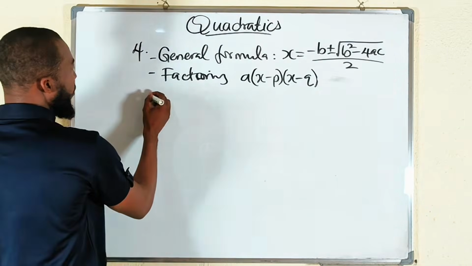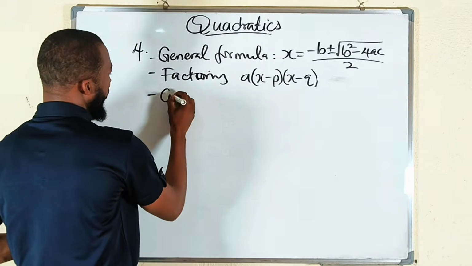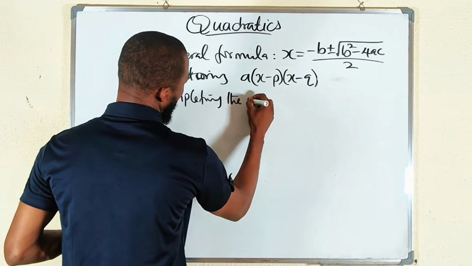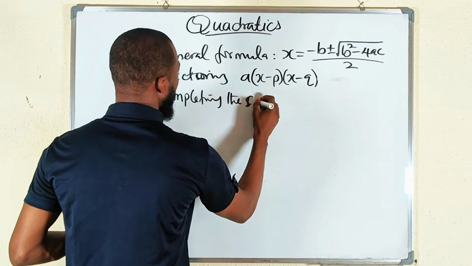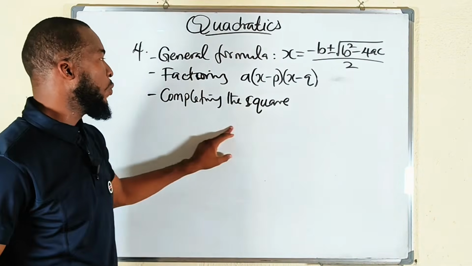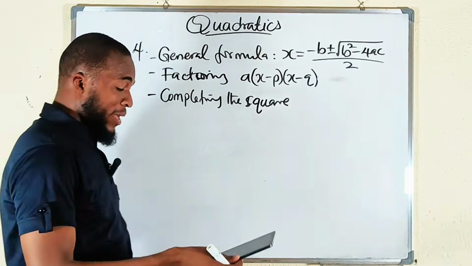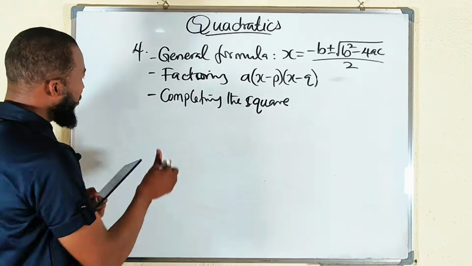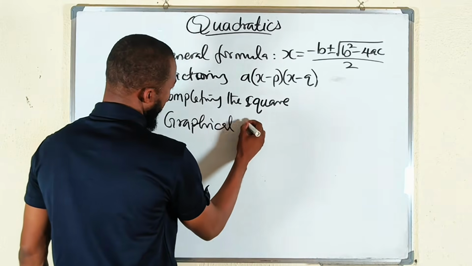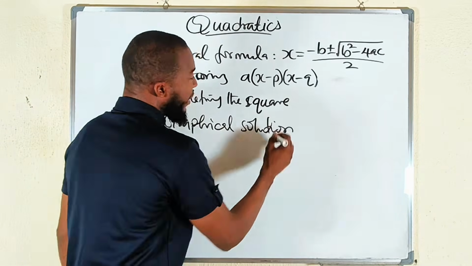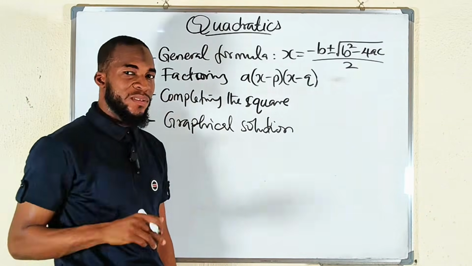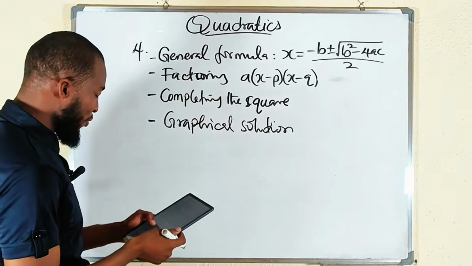And you can solve these quadratic equations by completing the square. Through the completing the square method, we can derive this important formula. Which other method? We have the graphical solution, right? You can graph a quadratic equation and find exactly the points where it crosses the x-axis. Those two points are said to be the solutions to the quadratic equation.